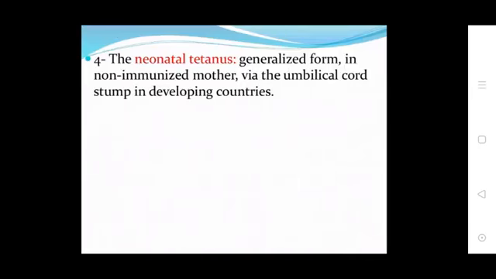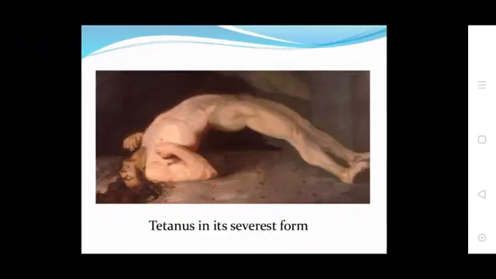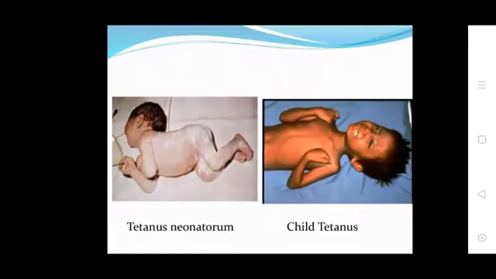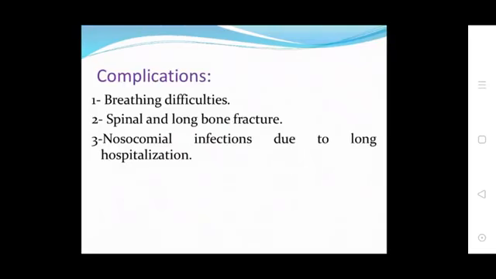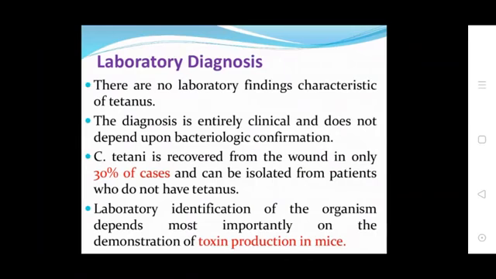Neonatal tetanus is generalized, occurring in babies of non-immunized mothers via the umbilical cord stump, in developing countries. It is the severest form of tetanus: tetanus neonatorum. Complications: breathing difficulty, spinal and long bone fractures, and nosocomial infection due to long hospitalization.